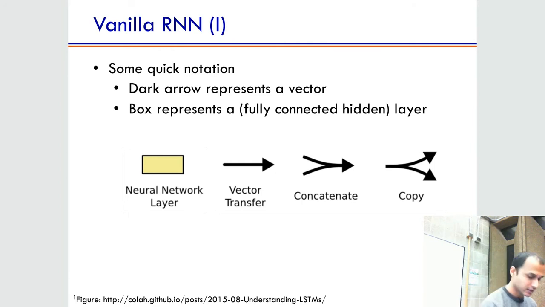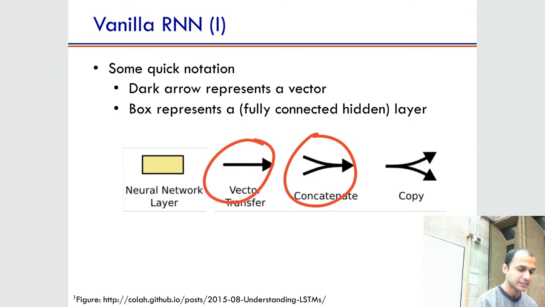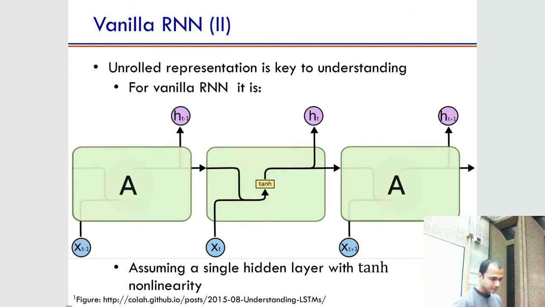Okay, so there's a block. Arrows represent vectors. This represents a concatenation operation. It could also represent addition, but I'll explicitly represent addition with a plus sign. So let's think of this as concatenation, and then this is just a copy. Okay. So here is an example of a vanilla building block. Okay. So here are 3 copies of the same building block.